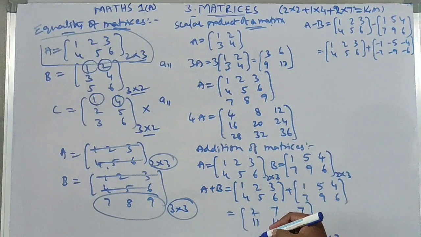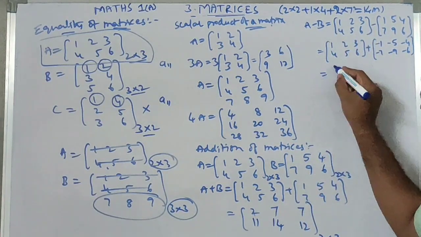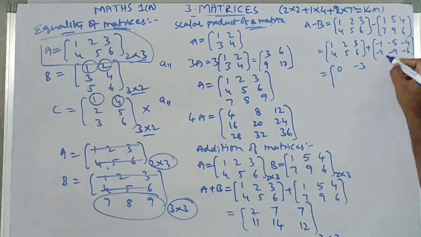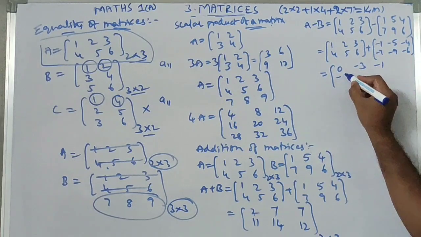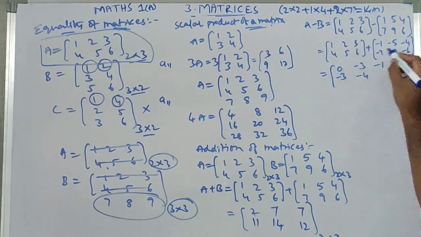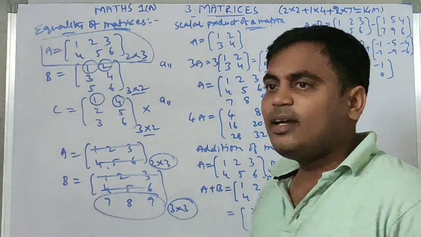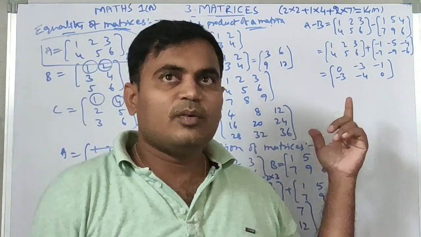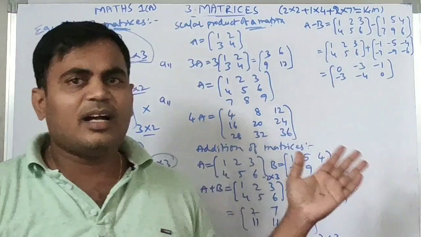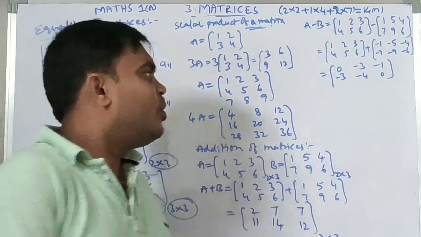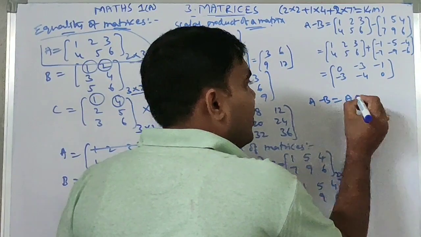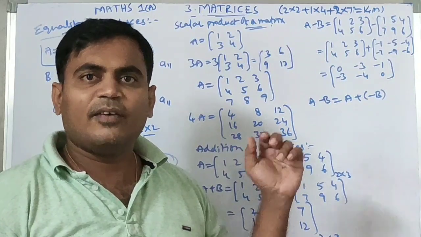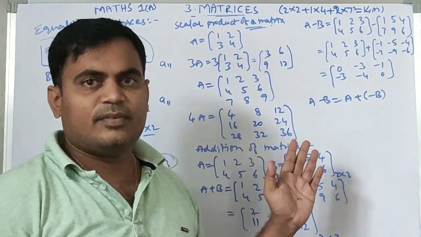Now we are adding. Difference is the same kind of addition. 1 minus 1 is 0. 2 minus 5 is minus 3. 3 minus 4 is minus 1. 4 minus 7 is minus 3. 5 minus 9 is minus 4. 6 minus 6 is 0. So this is the difference of two matrices. Addition and difference are both similar kinds. Subtraction is one kind of addition. So A minus B is nothing but A plus of minus B. B is one matrix, and minus B is the scalar multiple of B with minus 1.